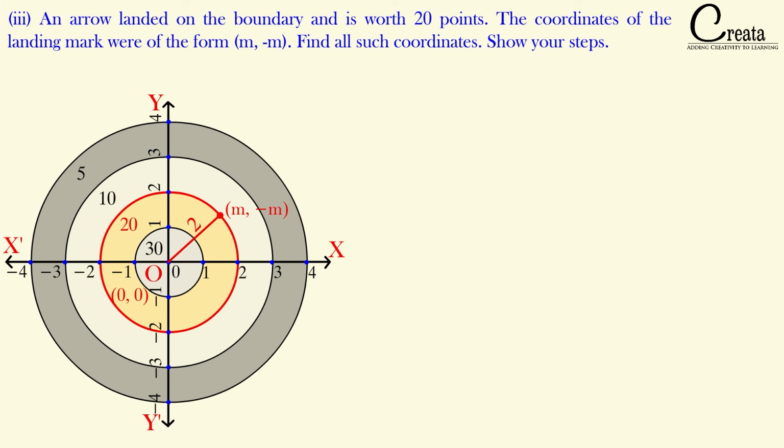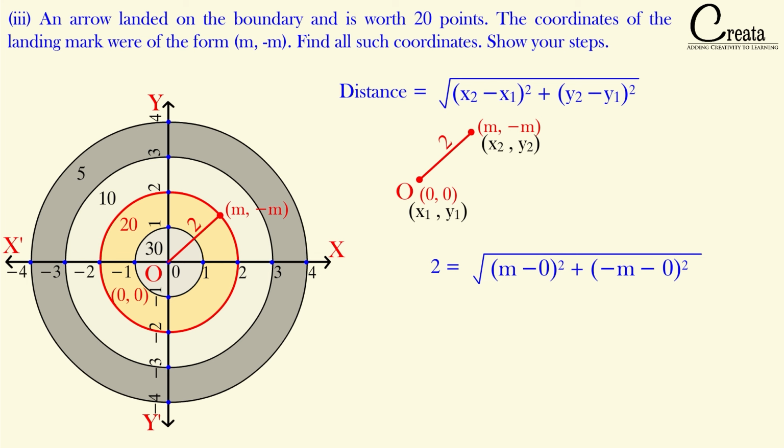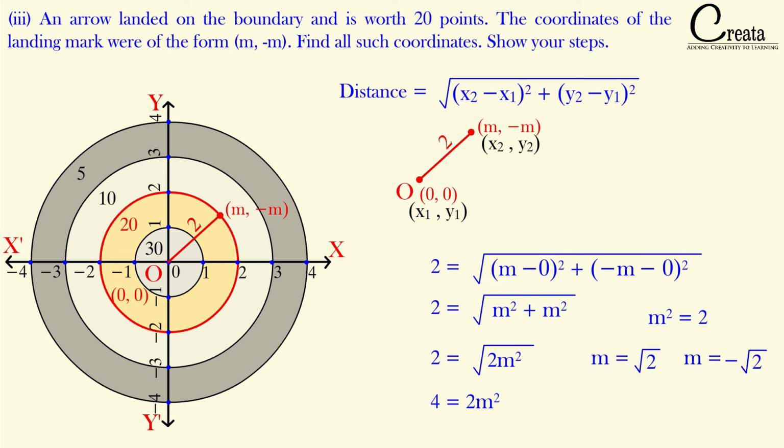So we know the distance. We can apply the distance formula. Let's assume this point as (x1, y1) and this point as (x2, y2). Let's apply the distance formula and put the values. We got root of 2m square is equal to 2. Let's square both sides. We got 2m square is equal to 4. Further, we got m square is equal to 2. So we got the value of m as plus root 2 and minus root 2. We got two values of m.